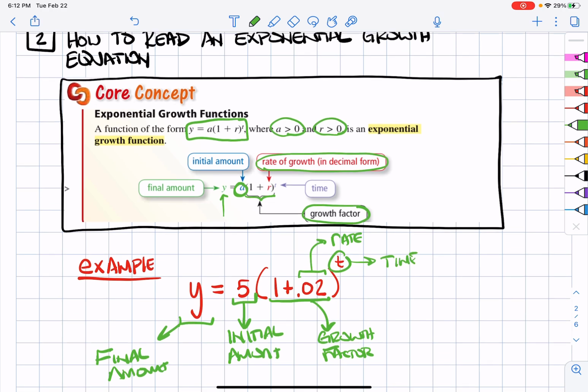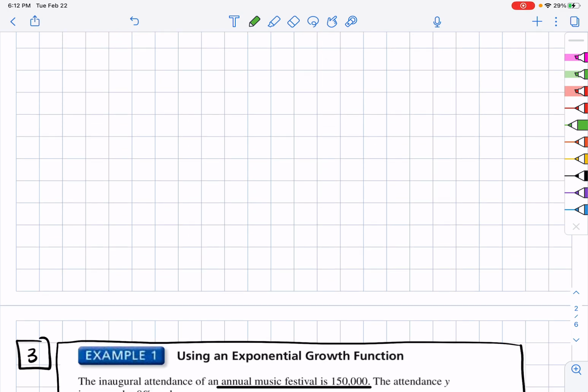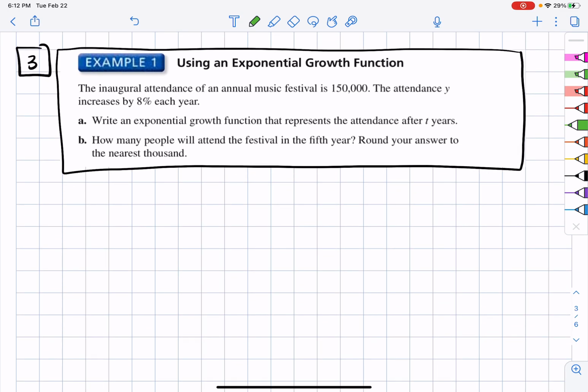Now that we know how to read all of these things, let's put one into practice. So box number 3, using an exponential growth function. It says the inaugural attendance of an annual music festival is equal to 150,000. The attendance y is increasing 8% each year. It wants us to write an exponential growth model that represents the attendance after t years, and then how many people will attend that festival in the 5th year. Go ahead and round your answer to the nearest 1,000. So let's go ahead and do this together.